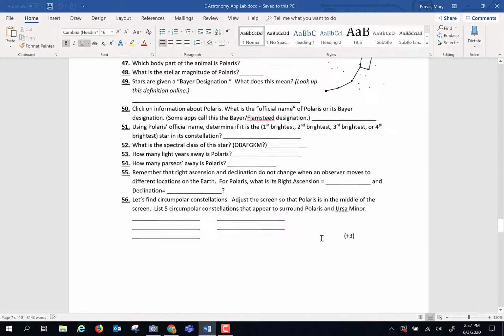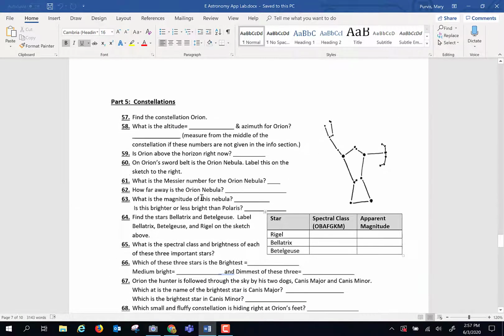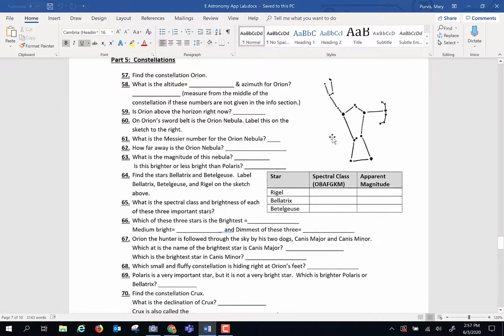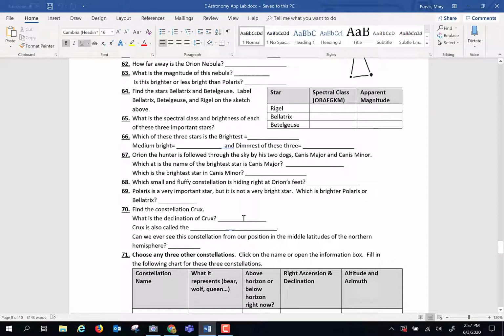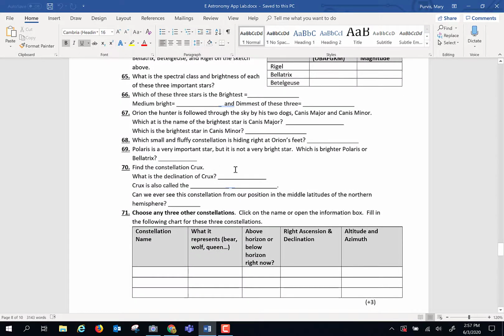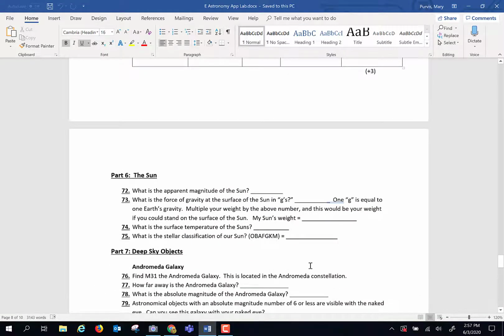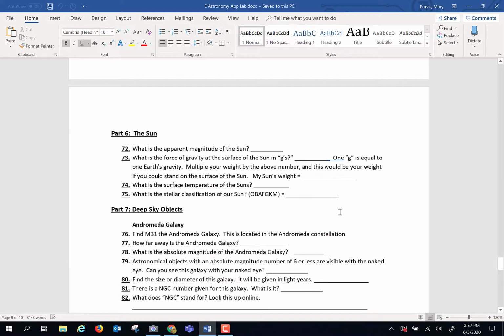So you're going to look at a whole variety of different things, some constellations. I tried to pick some common ones. I wanted more than anything to show you the power of these astronomy apps. They can show you altitude and azimuth. They can show you right ascension and declination. They can tell you things about the sun and gravitational forces.